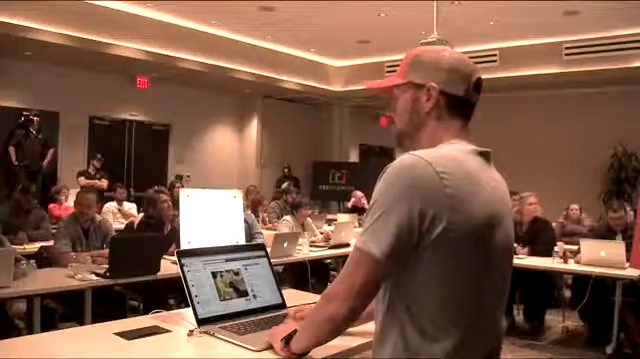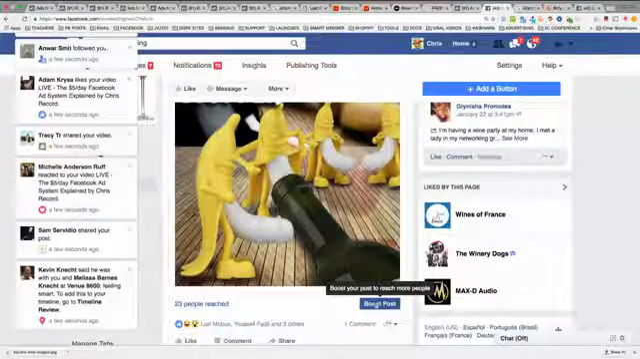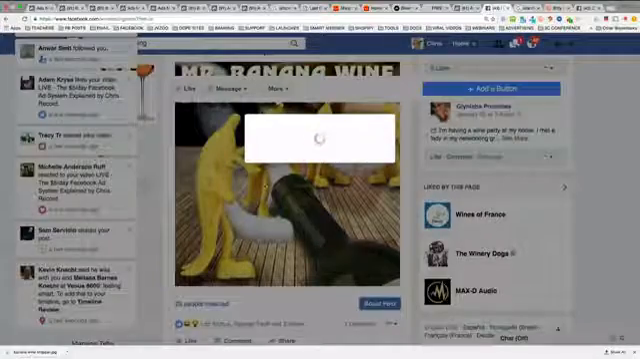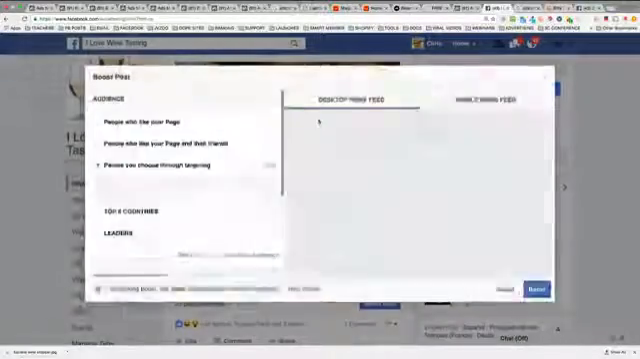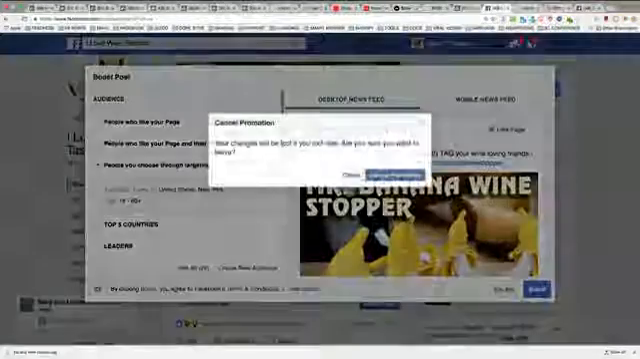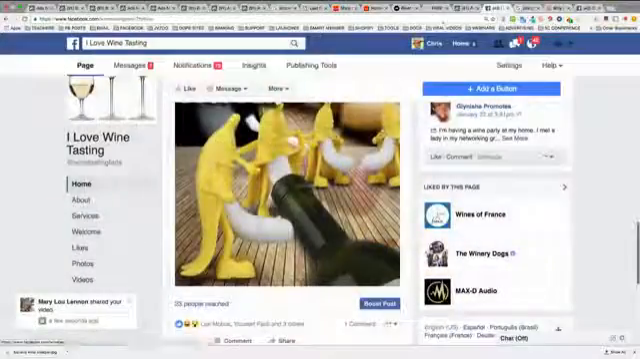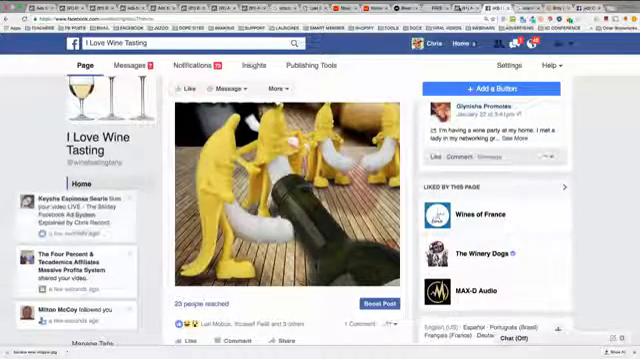Now, let's go in here. See how it says boost post? I don't use that. I don't like the boost post interface. I don't really care for this. So instead of this boost post, cancel promotion. What I'm going to do is create a Facebook ad. So let's go ahead and do it.